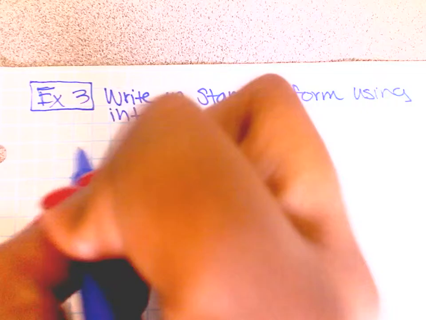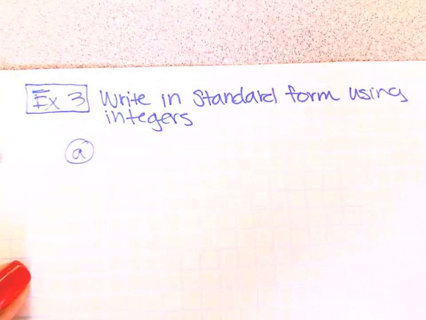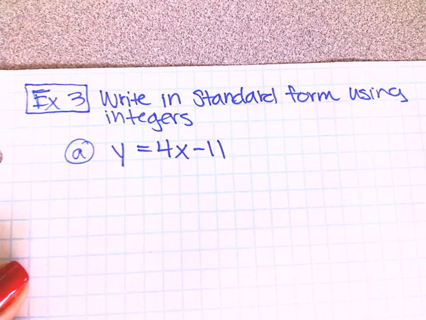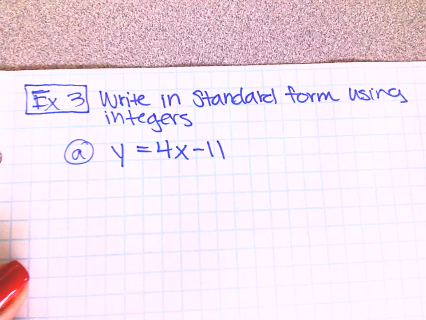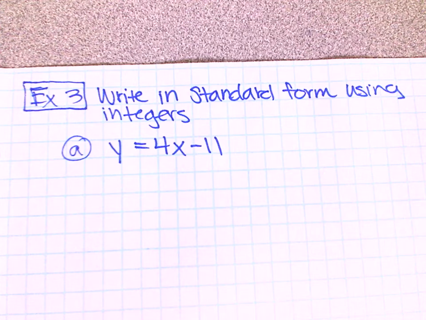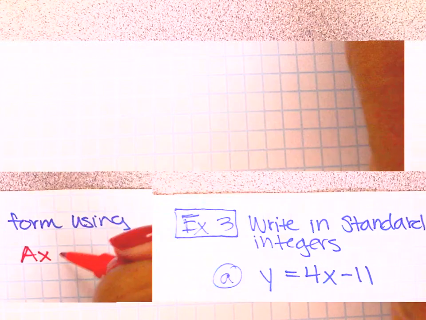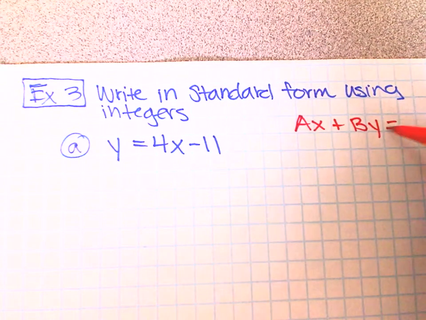Okay, so look at example A. They give it to us in slope-intercept form. Y equals 4x minus 11. Now, it wants us to write in standard form. So let's look back at our notes. What does standard form look like? Standard form is ax plus by equals c.